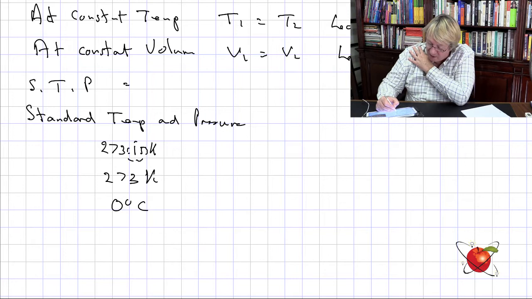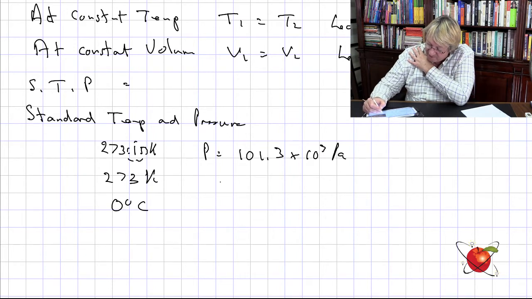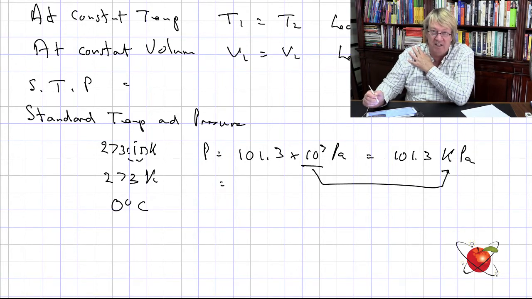Pressure is 101.3 times 10 to the 3 Pascal, which is the same thing as 101.3 kilopascal. Please remember those little things like that. It means a big difference between getting full marks or losing a chunk of marks because we didn't convert that. So there's our Kelvin. That is standard temperature and pressure. It's a very valuable measuring technique that we're going to be using in the near future.